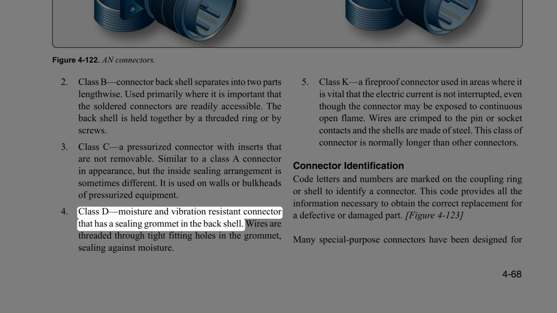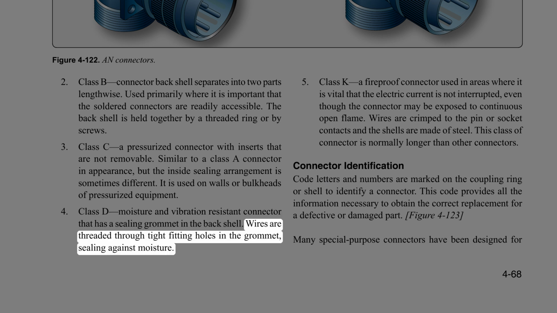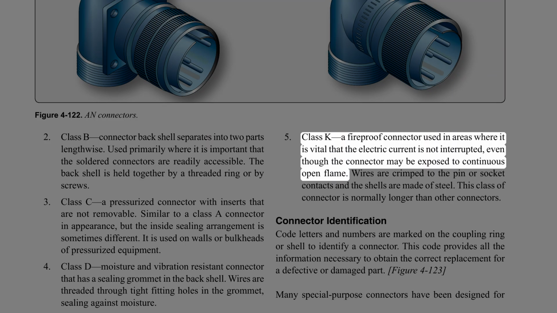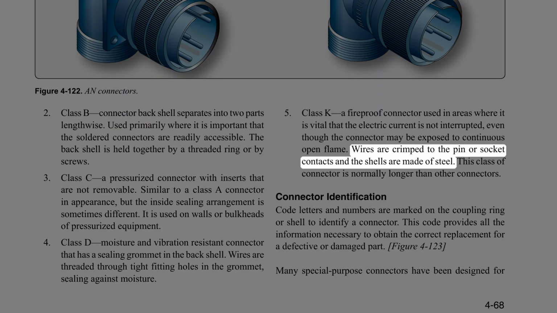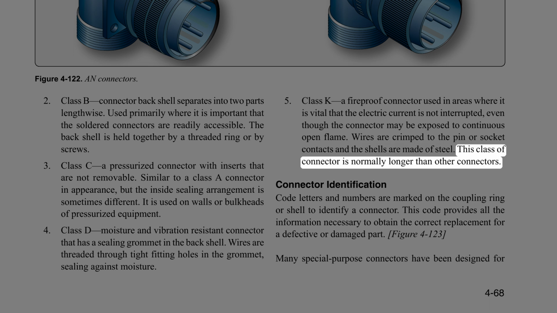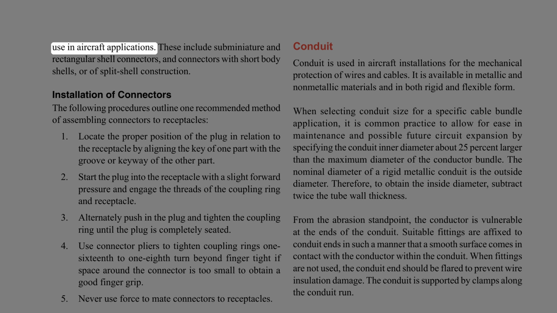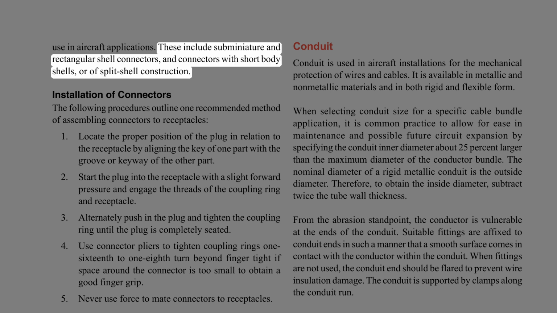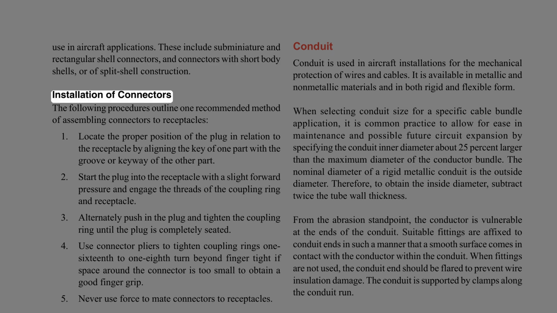Class D, moisture and vibration-resistant connector that has a sealing grommet in the back shell. Wires are threaded through tight-fitting holes in the grommet, sealing against moisture. Class K, a fireproof connector used in areas where it is vital that the electric current is not interrupted, even though the connector may be exposed to continuous open flame. Wires are crimped to the pin or socket contacts and the shells are made of steel. This class of connector is normally longer than other connectors. Used in aircraft applications, these include subminiature and rectangular shell connectors, and connectors with short body shells, or of split shell construction. Installation of connectors.